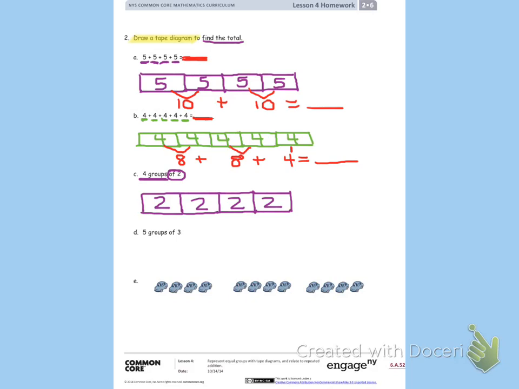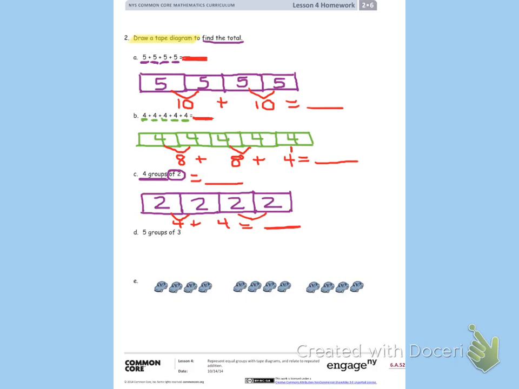And now I need to find the total. I could pair these 2 up. 2 and 2 is 4. And I could add it to these 2 that are paired up, which is another 4. And whatever that total is, will be the same total as 4 groups of 2. Because 4 groups of 2 is the same as 2 groups of 4.